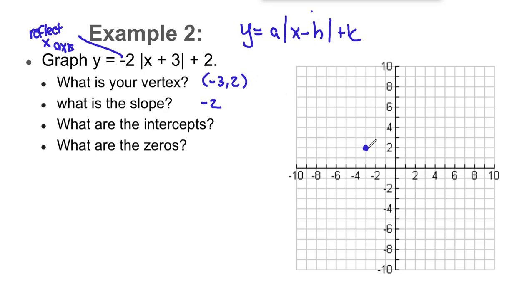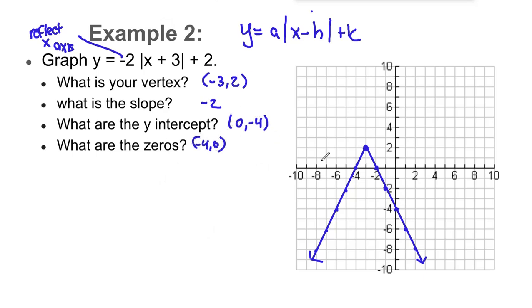So let's go down 2 and over 1, down 2 and over 1, and keep going. And then let's go and do the other way, down 2 and over 1. And so you see how we've created this V, and it's reflected, obviously, over the x-axis. And that is a graph of this function. And we did it pretty easy without a calculator even. Now the y-intercept is 0, -4, and the x-intercepts are -4, 0.